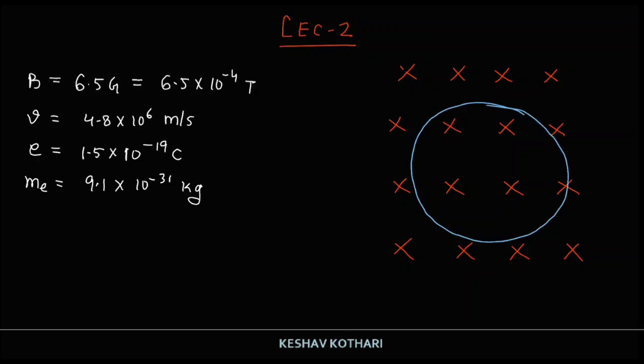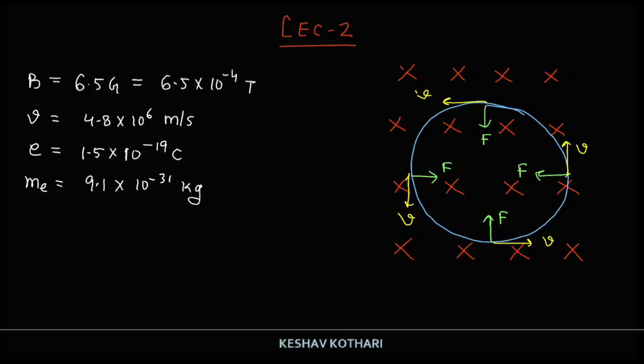So if this is the trajectory of the electron, we say that the direction of force is always along the center, that is always perpendicular to the velocity at that point. So the force is perpendicular to velocity at any point, and hence we say that this force is balanced by the centripetal force, that is mv square by r, as a result of which it is moving in a circular path of radius r.